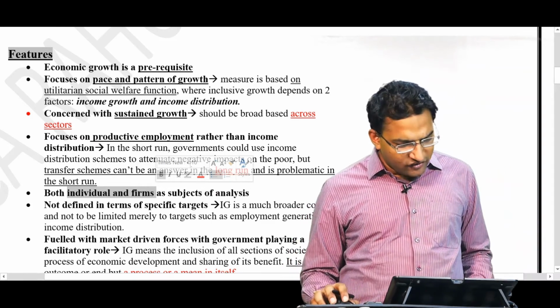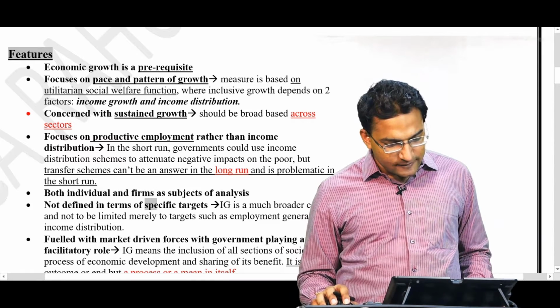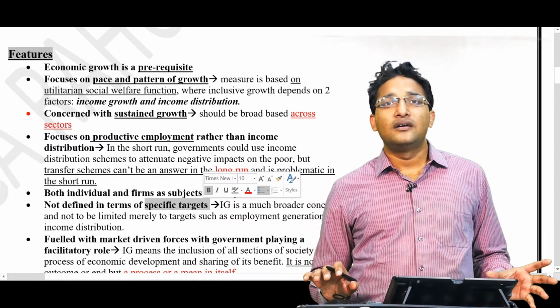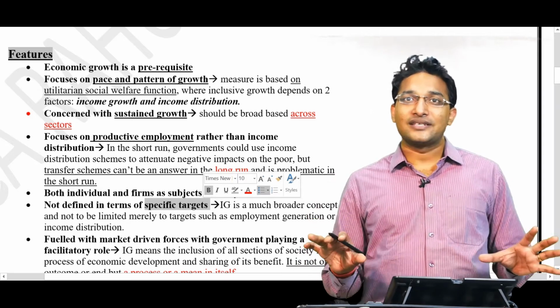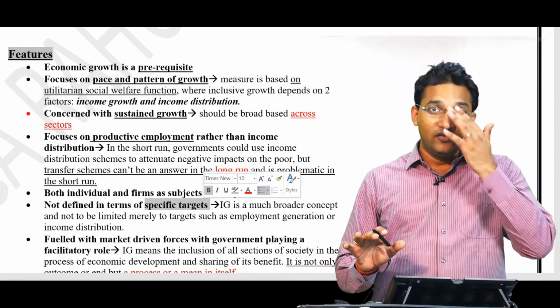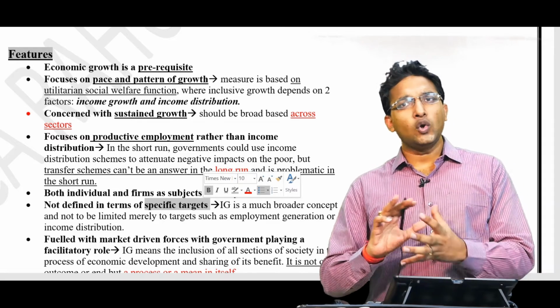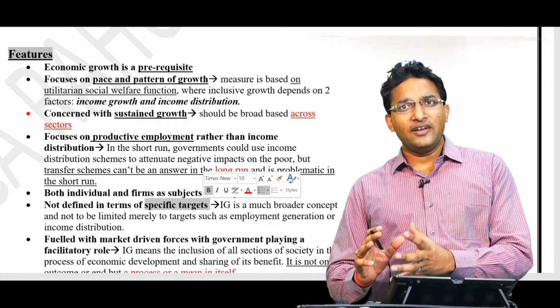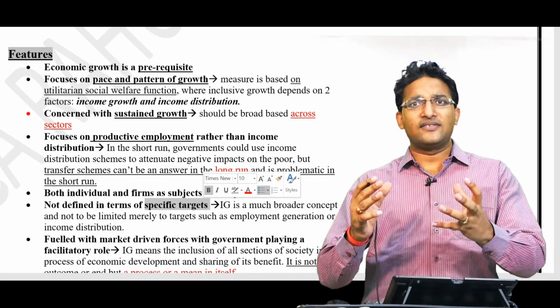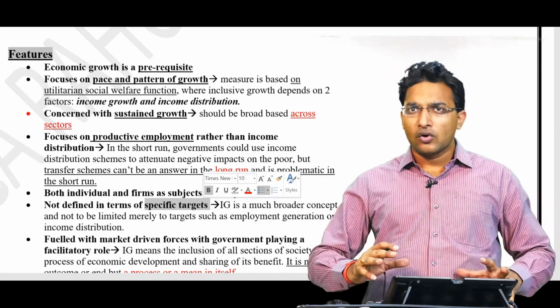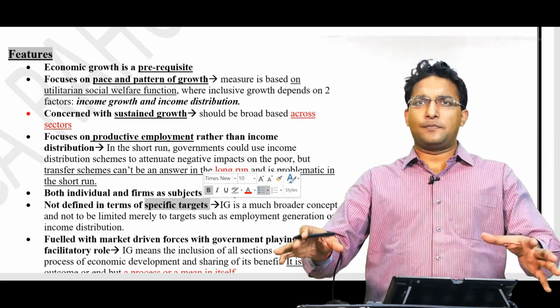Then it is not defined in terms of specific targets. See, we have seen that there are many areas, if they are developing, we can say that inclusive growth is happening. But it is not always that when we achieve a particular target, we can say that inclusive growth has happened. No, this is a very broad-based concept.